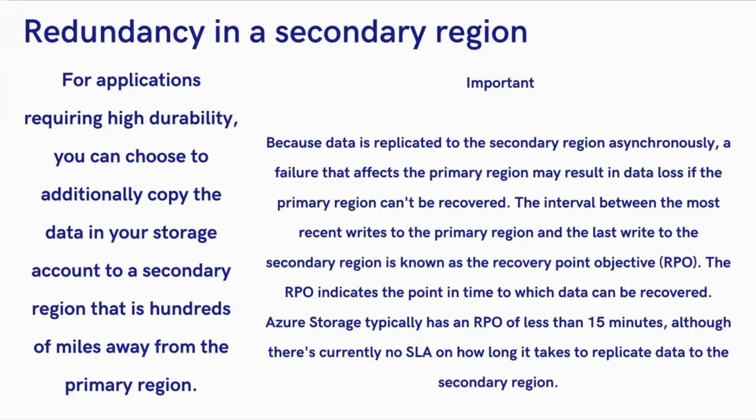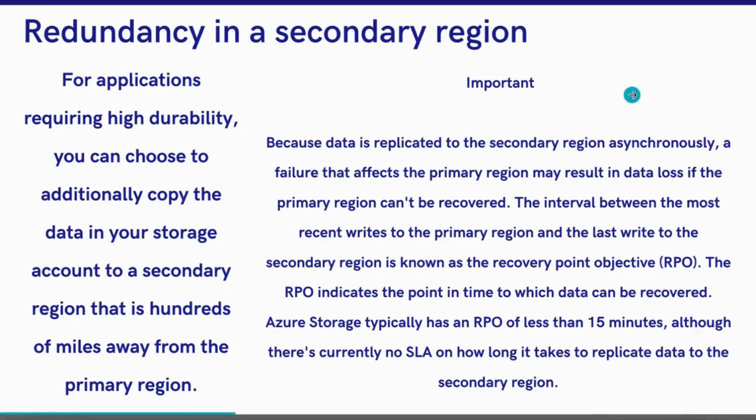Because data is replicated to the secondary region asynchronously, a failure that affects the primary region may result in data loss if the primary region can't be recovered. The interval between the most recent writes to the primary region and the last write to the secondary region is known as the recovery point objective, RPO. The RPO indicates the point in time to which data can be recovered. Azure Storage typically has an RPO of less than 15 minutes, although there is currently no SLA on how long it takes to replicate data to the secondary region.